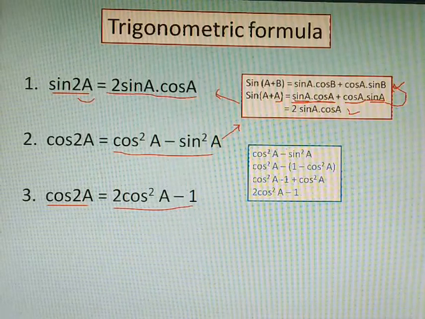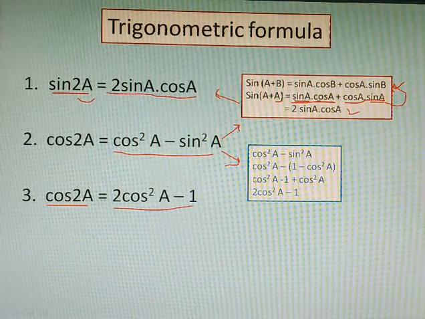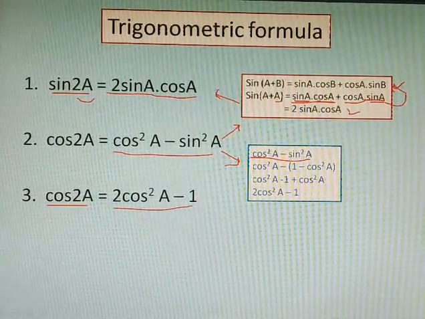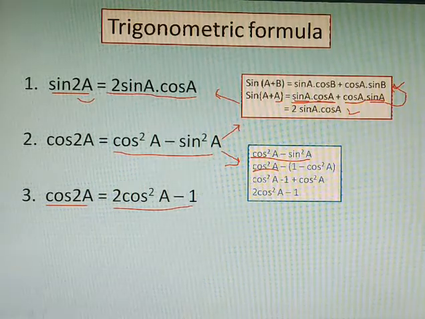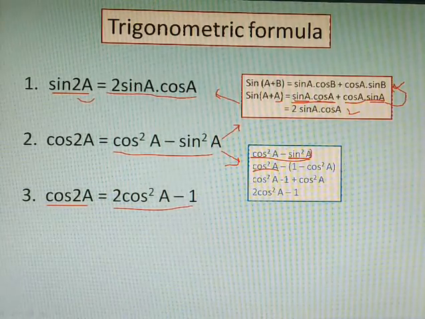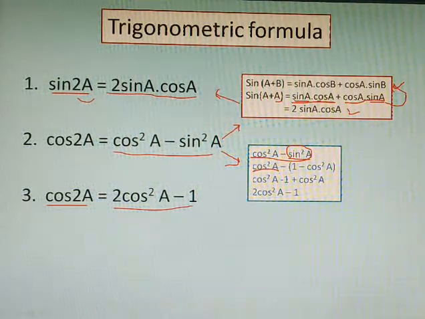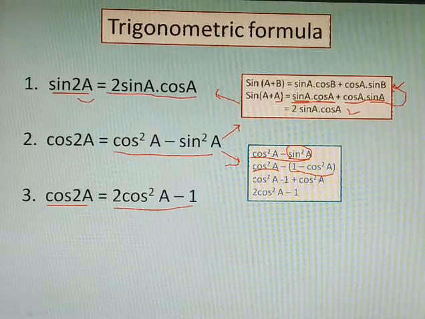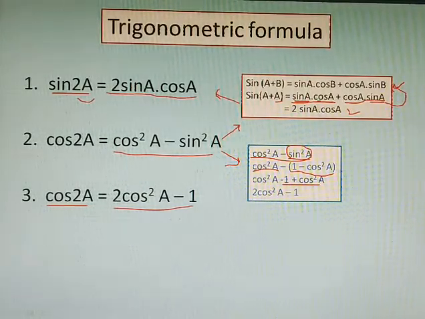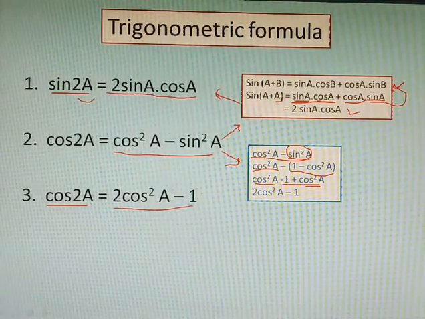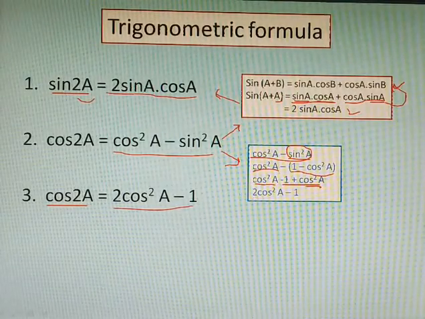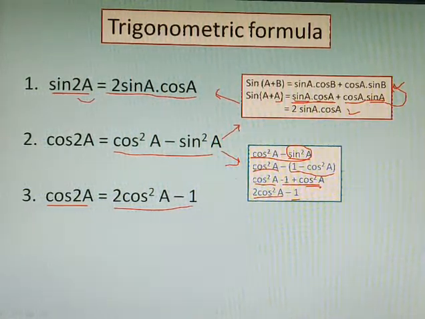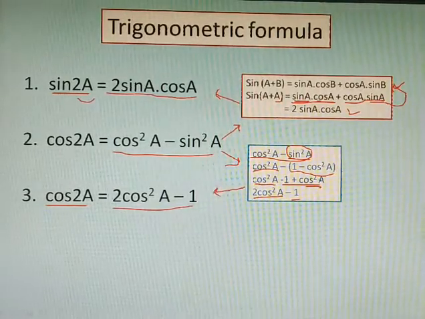So you can see from the second formula that cos 2A is equal to cos square A minus sine square A. And in the second step we are writing cos square A is same, the first part is same, and for sine square A you have learned a very simple formula, that is 1 minus cos square A, in your previous class. So breaking the bracket we will get minus 1 plus cos square A. Now you can see cos square A and cos square A will get added, and result in 2 cos square A minus 1 from the above step. So this is formula number 3.